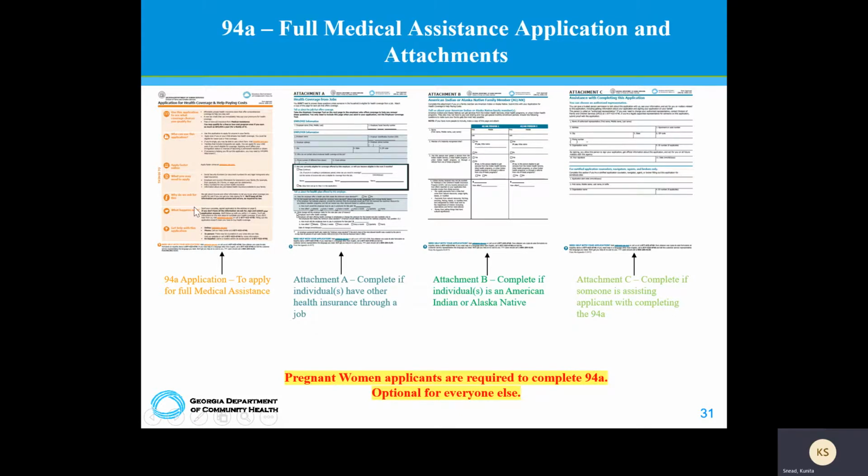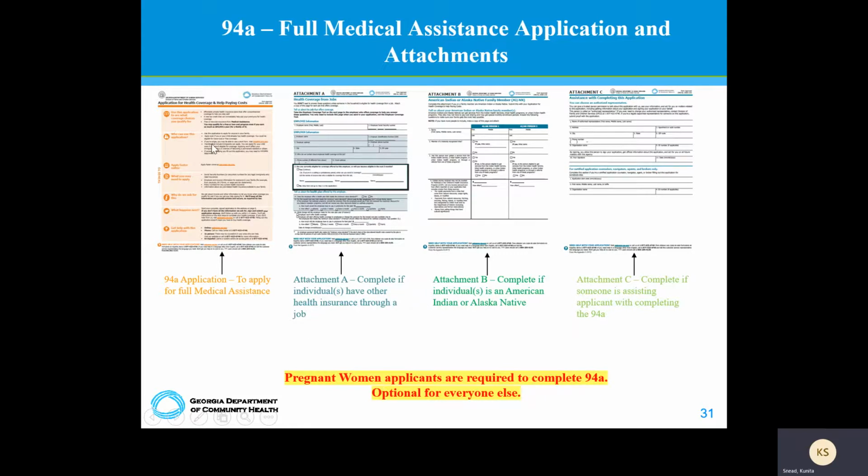So while you're getting the information about presumptive and making the determination and putting it into Gametes if they're eligible, while you're doing that process, you would give them this form to go ahead and complete, because you would need to have this form sent over as part of your PE packet.